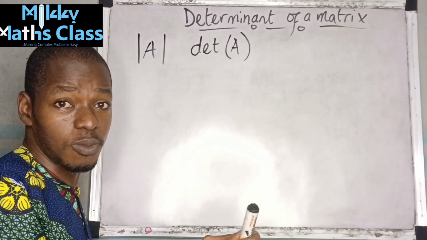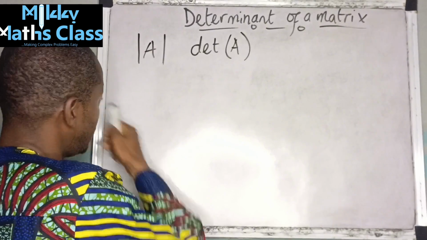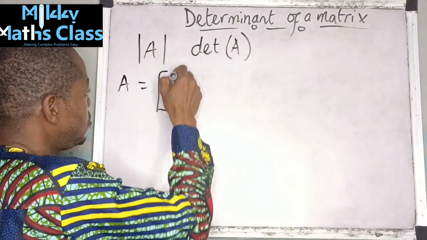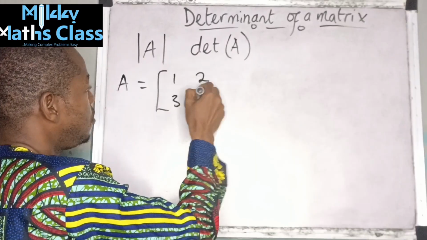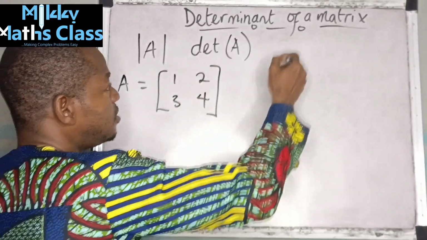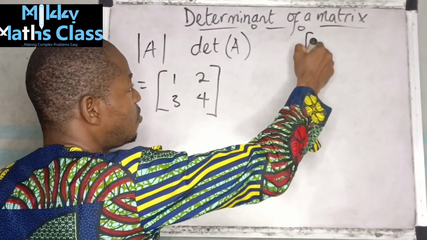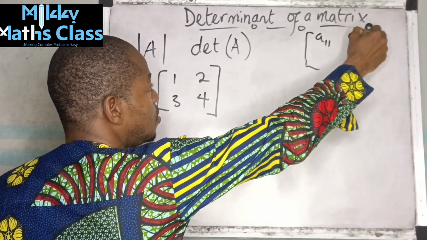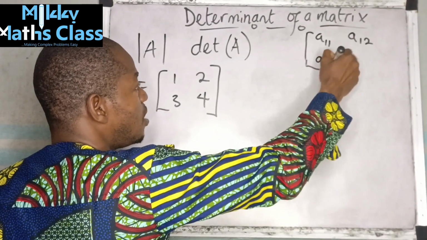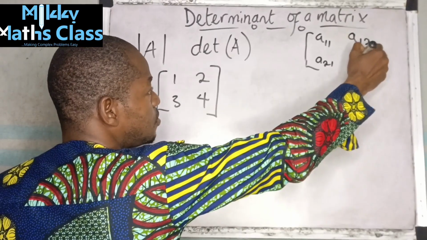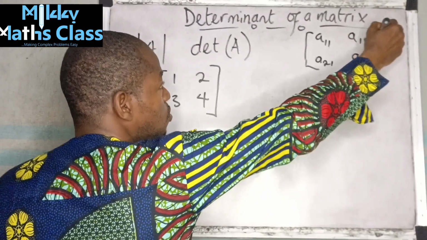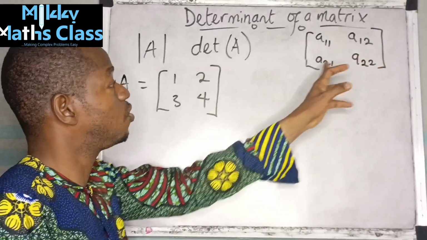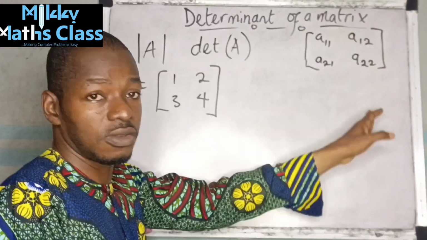Let's look at a 2 by 2 matrix. For example, I have a matrix A equals, let's say, 1, 2, 3, 4. Or before then, if these are the elements of a matrix, this is A11, A12, A21, A22. Now, this is a 2 by 2 matrix. It has 2 rows, 2 columns.